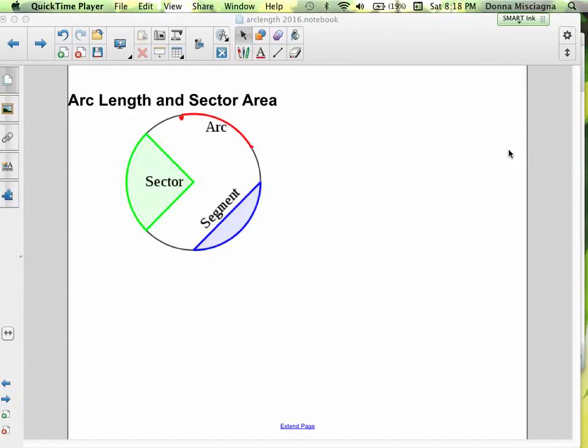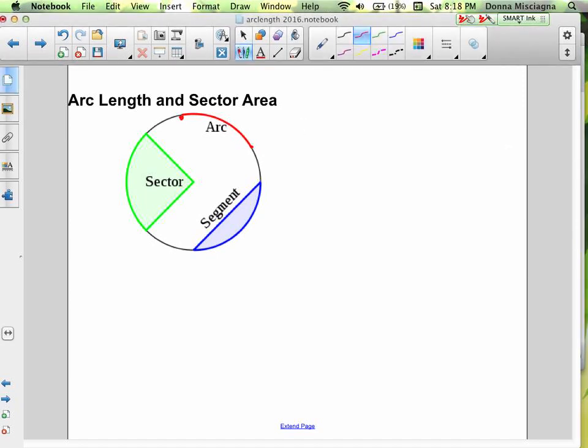Today we're going to be looking at arc length. As a reminder, an arc is 2 points on a circle and the unbroken part of the circle between those 2 points.